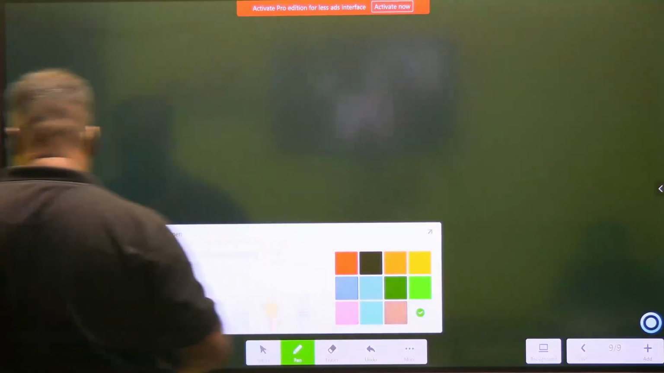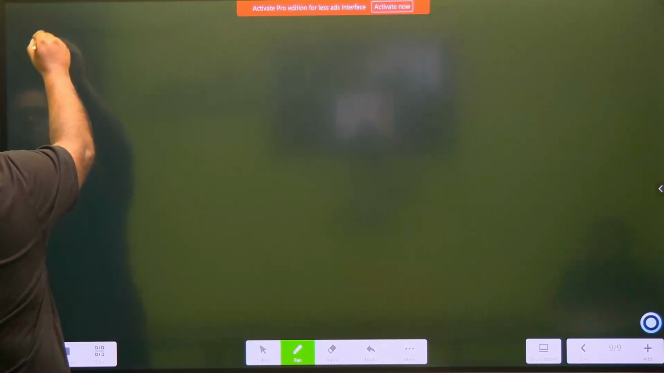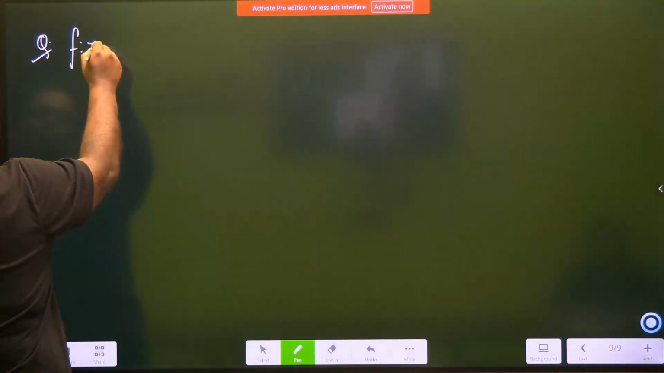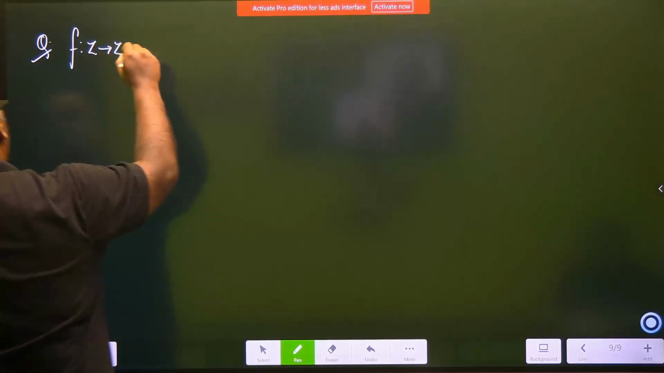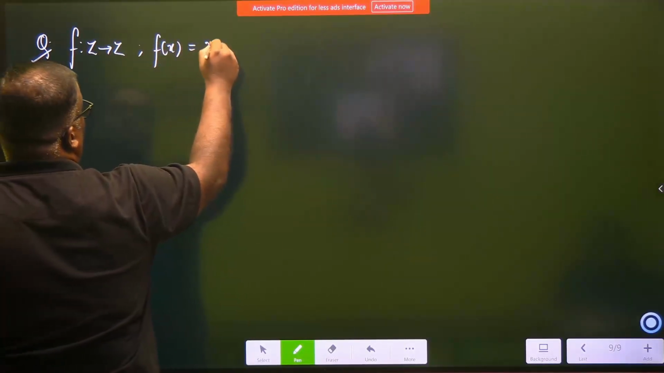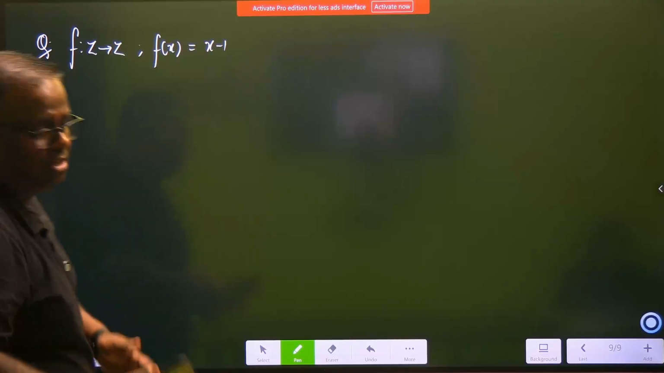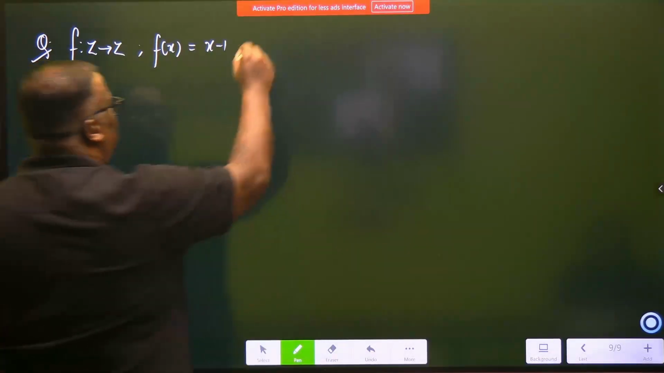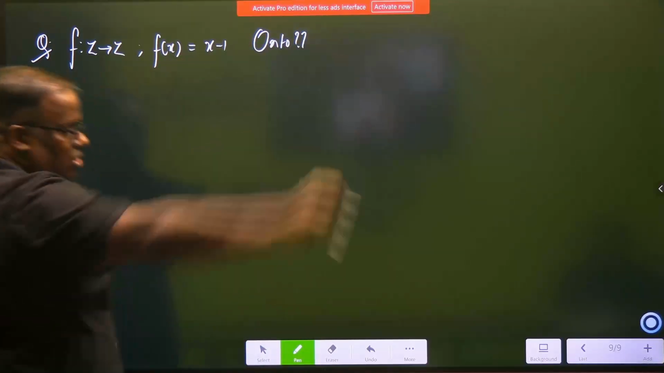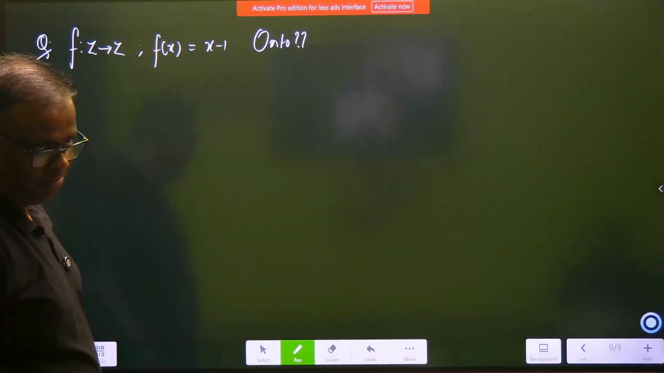Okay, our next problem, let's do this together. f is a function mapped from integer to integer given by f of x is equal to x minus 1. It's an algebraic function. Prove or check whether the function is onto, or surjective, or not. Are we fine? Shall we?